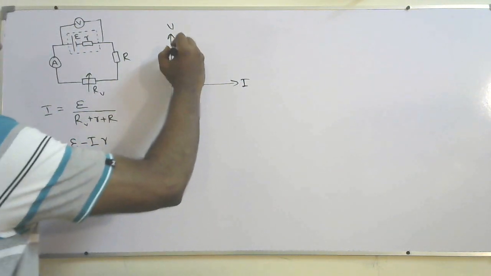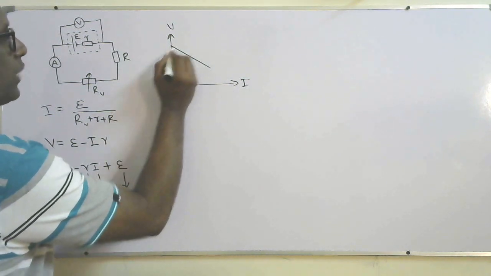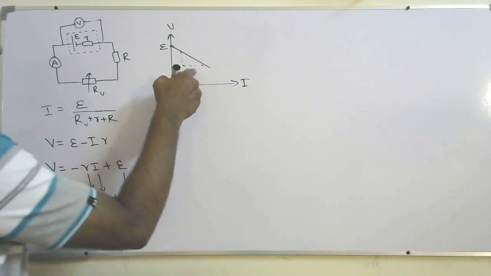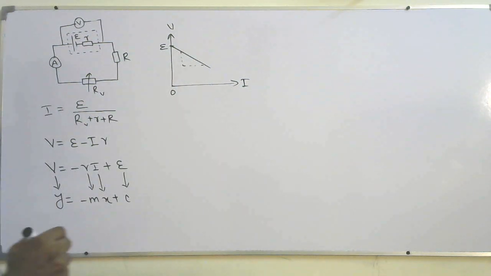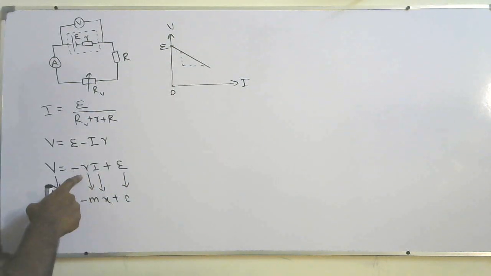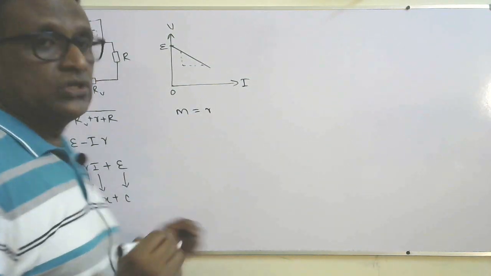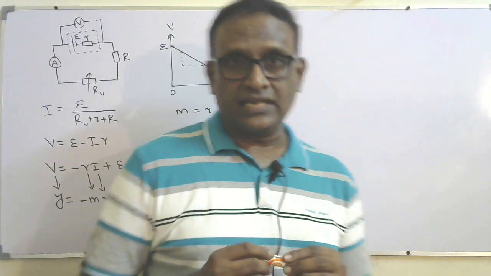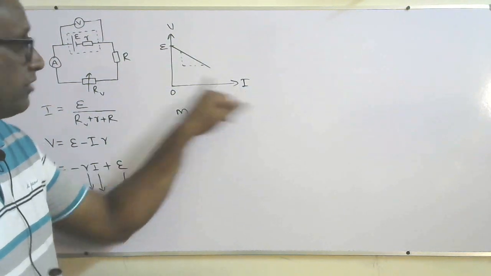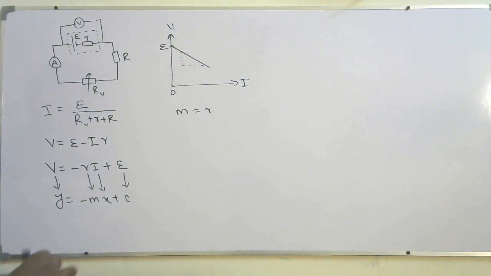You will get a straight line. If I start the graph from 0, then the y-intercept point will be equal to EMF. Find the gradient. Gradient will be equal to internal resistance. So the gradient is going to be negative. Negative gradient is equal to minus R. So modulus of the gradient will be equal to internal resistance of the cell. And the y-intercept point will be equal to EMF if I start the graph from the origin.